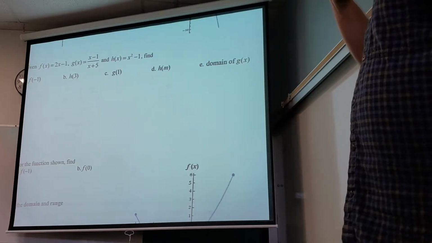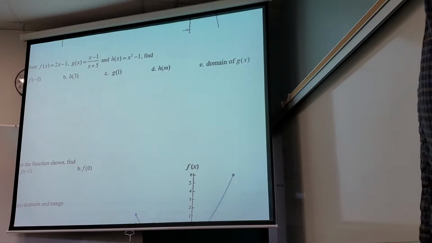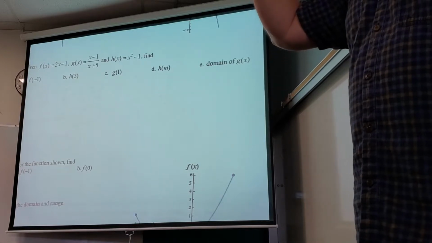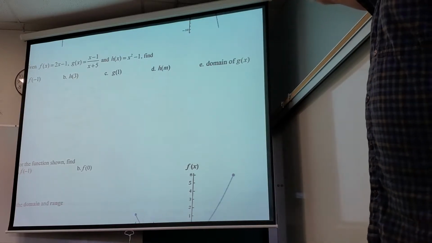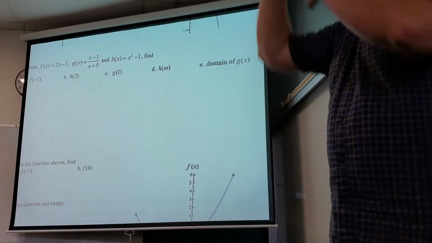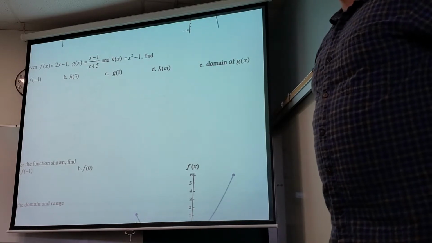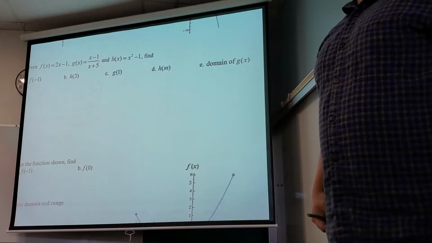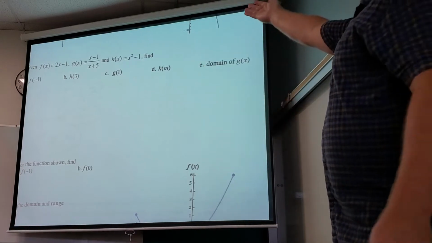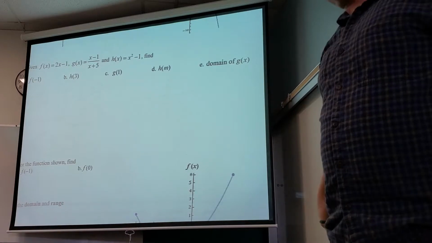So E again is asking you for the domain. The domain is all the inputs that work, all the inputs that have outputs. What's the only issue that function has? Every number you plug in is going to be a fraction. What's the only issue that kind of number has? The bottom cannot be 0. So if that happens, I throw that number out because it doesn't give me an output. So again, what number makes the bottom 0? -5. So the domain would be everything except -5.